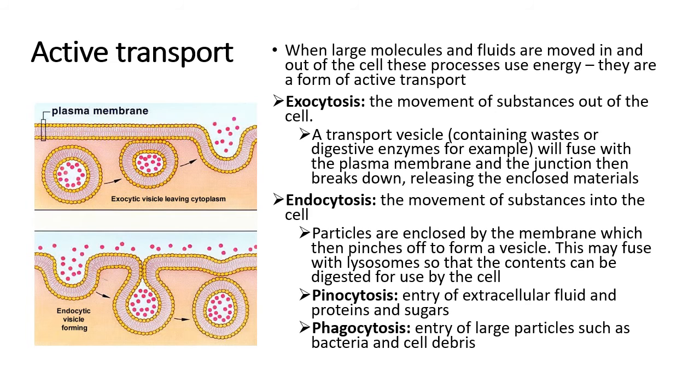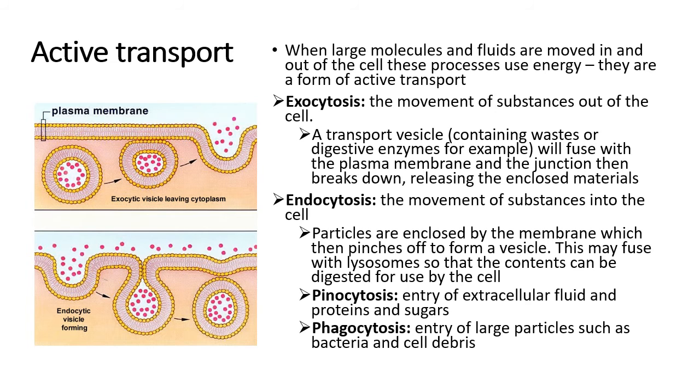We can see in the diagram that a transport vesicle, for example, might be containing digestive enzymes, will fuse with the plasma membrane, and then the junction between the membrane and the vesicle will break down, and those enclosed materials, so those digestive enzymes, will be released on the outside of the cell. Below it, we can see endocytosis.